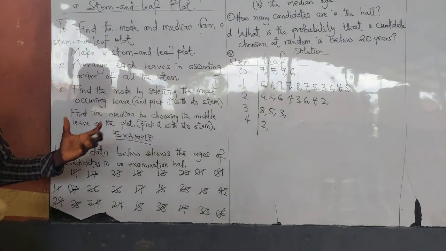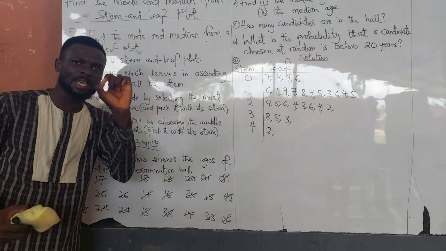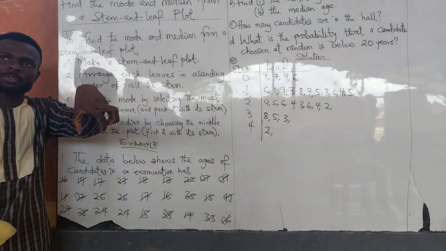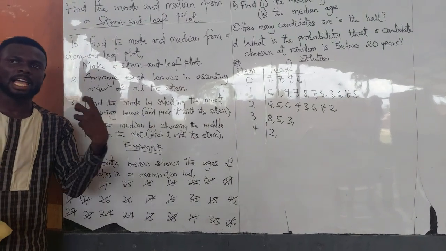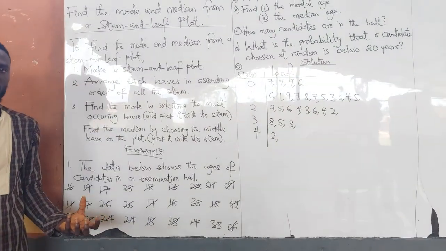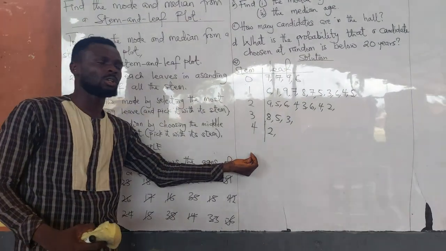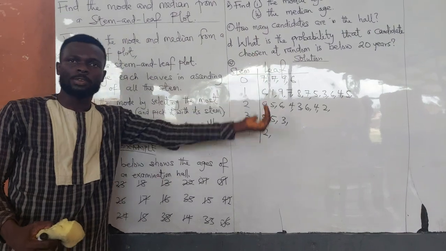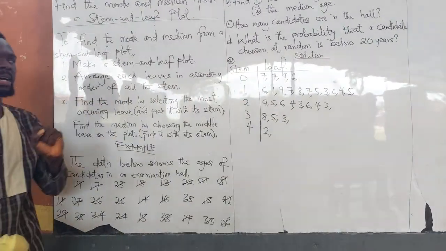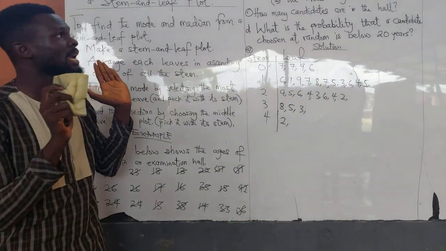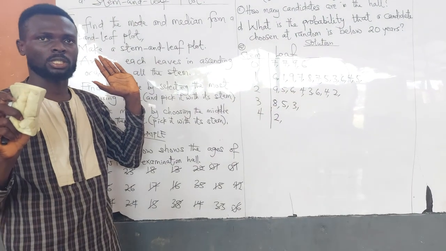How can we get the stem? Look at the leading digit of each number and figure them out. If you are able to figure it out, then you will be able to get your stem and your leaf. After getting your stem, we arrange them in ascending order, with the least coming first, following till you write the highest. So we have this as our stem and leaf. The question says make a stem and leaf, so we make our stem and leaf plot.